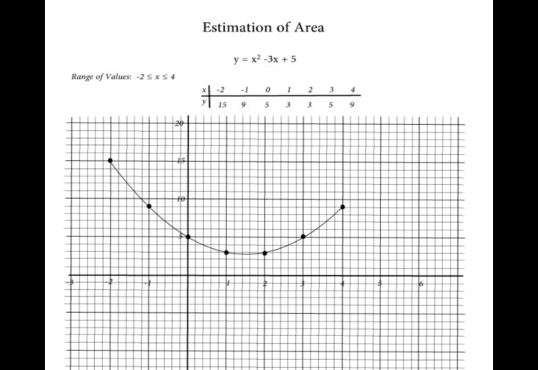But to find the area, again it must be described. For instance, we'd say the area bounded by the curve, the x-axis, the line x is equal to negative 1 and the line x is equal to positive 3. This is the region whose area we want to find.